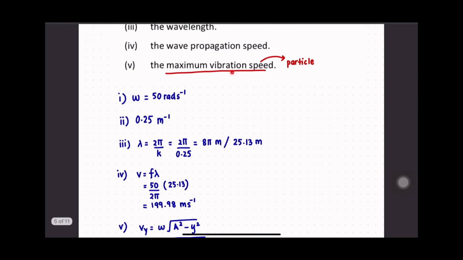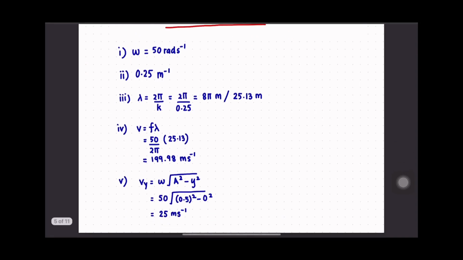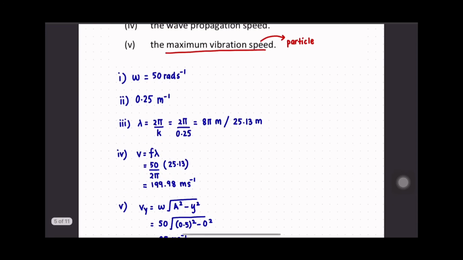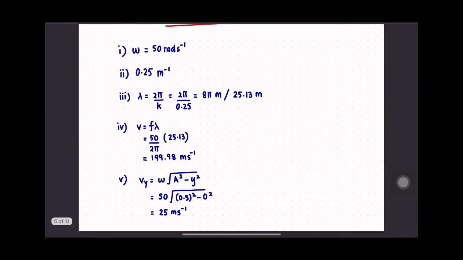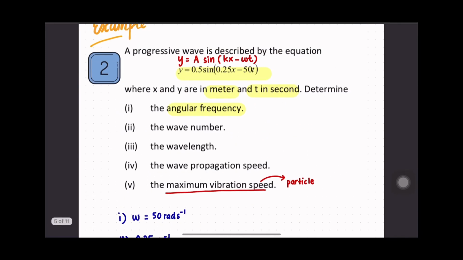Okay, next is maximum vibrational speed. Vibrational speed refers to the particle. So for maximum vibrational speed, we use the equation Vy equal to omega square root of A squared minus y squared. Maximum vibrational speed occurs when the particle is at the equilibrium position, so that's why I substitute y with 0. At the equilibrium position, the particle vibrational speed is at its maximum. Okay, so the answer is 25 meter per second.